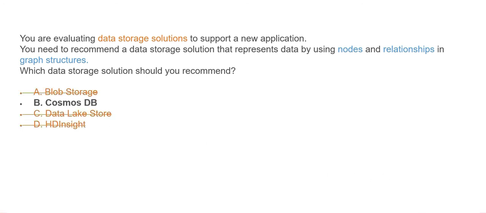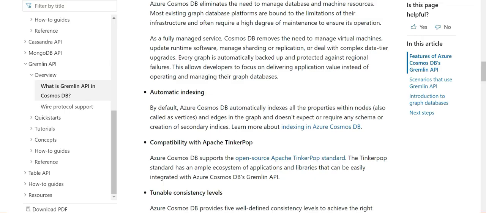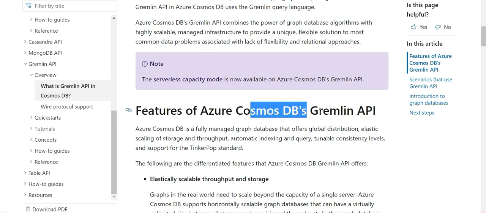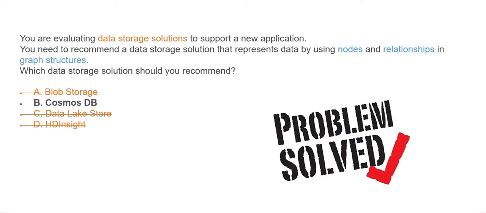So if you see this documentation, you can see the nodes. Here there is a concept of nodes, which are called vertices, and edges in the graph. That's the graph style database, and this is a feature of Cosmos DB's Gremlin API. Hence this problem is solved.